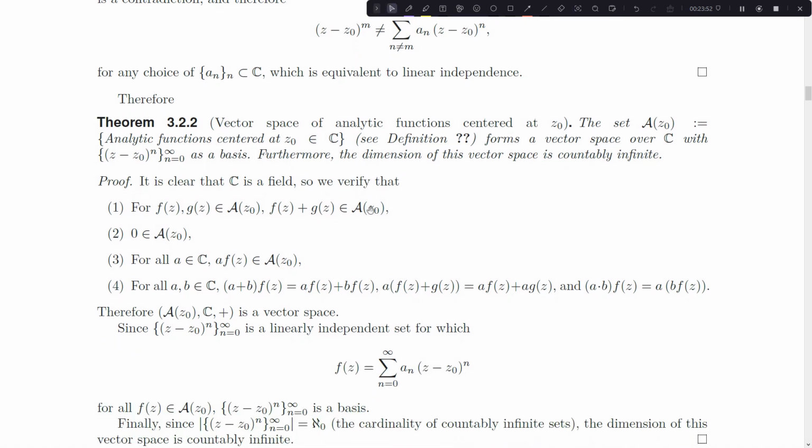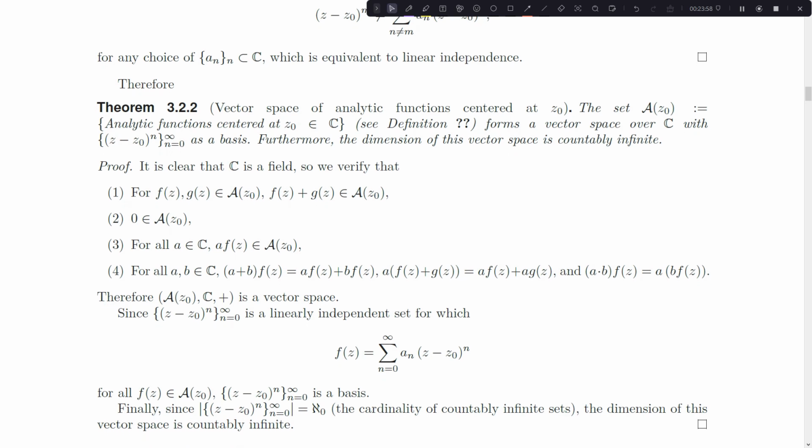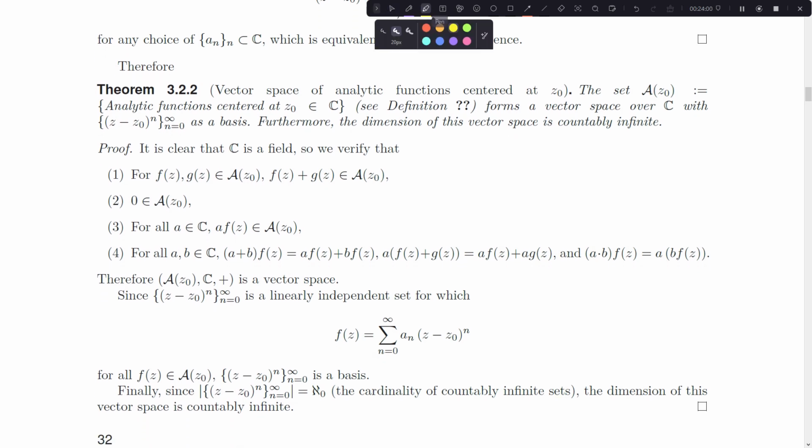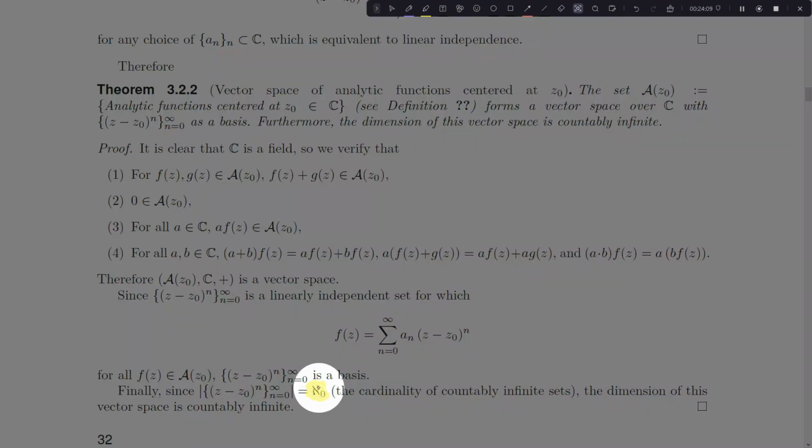Moreover, since it's a linearly independent set for which every function can be represented by it, I do have a basis of monomials. Here's a cute little symbol that probably about half of you have seen. This is called aleph null. That's one way that we can represent the cardinality of countably infinite sets. So this is a countable basis, so this is a countably infinite dimensional vector space.